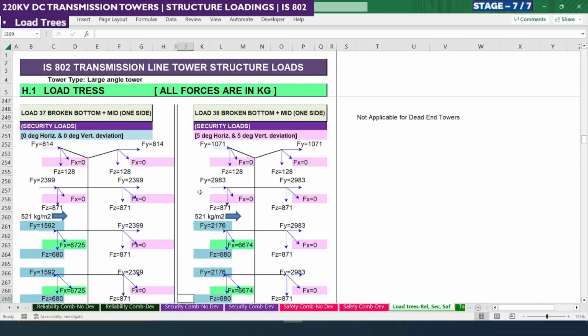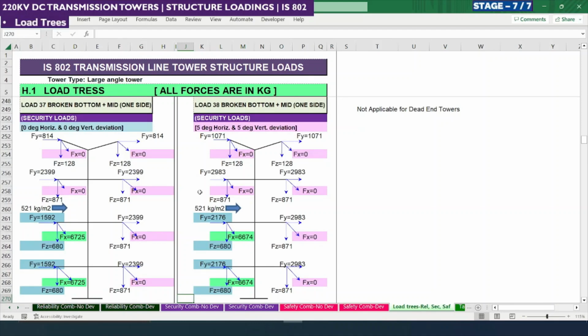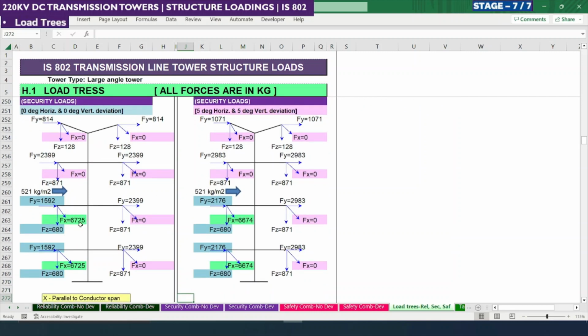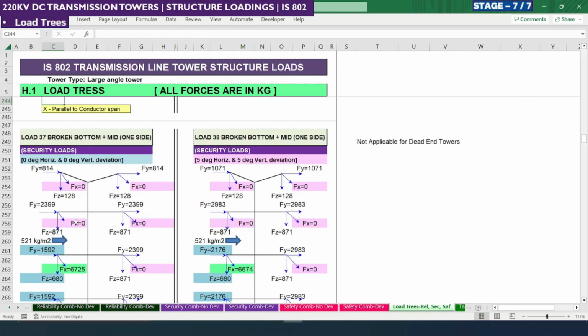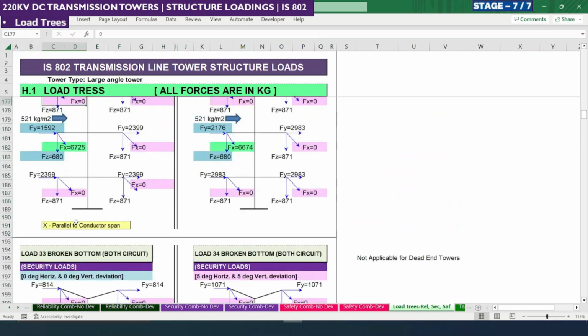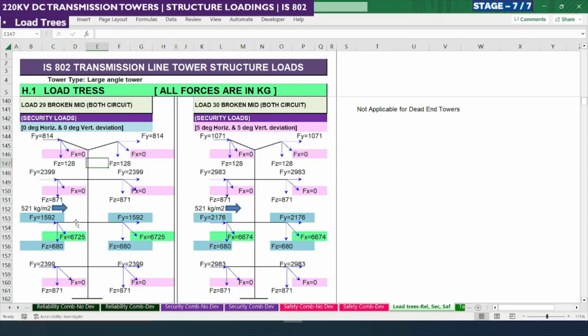So the next case is a broken bottom plus mid conductor. So here you can see the broken wire condition we are applying on both the mid and bottom, that too on one side, the left hand side only. So this is more critical. If we apply it for both sides, in that case it is not much critical because we already did that in our previous load cases. Here you can see we have applied both the things.